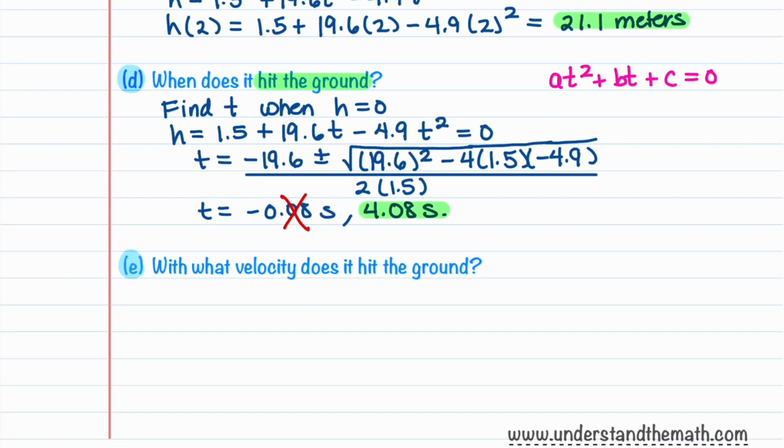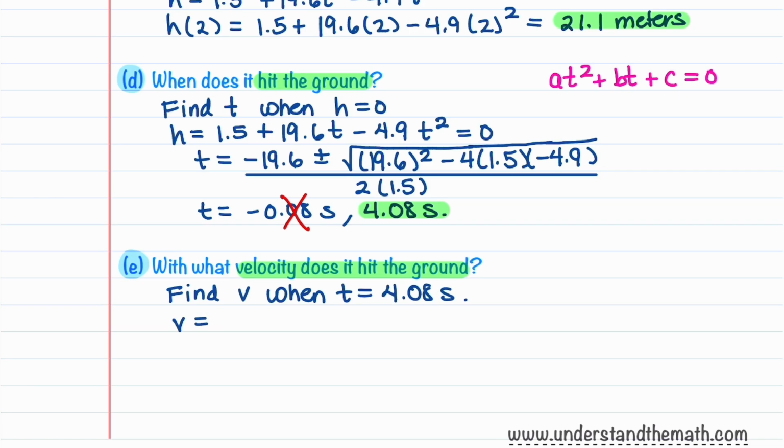We have one more question. The question is, with what velocity does it hit the ground? So we want to find the velocity at the time when it hits the ground, and that time is 4.08 seconds. So we want to find V when t is equal to 4.08 seconds.